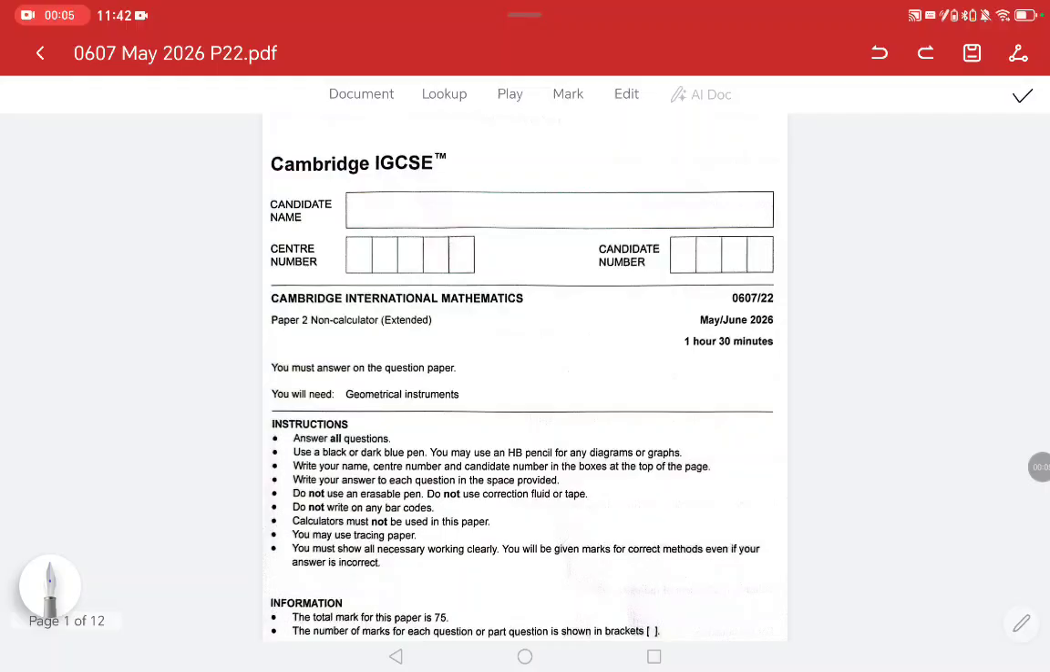Today we are going to solve math paper 0607, paper 22, component 22, May/June 2026. This is the non-calculator extended paper. I'll solve every single question step by step with full explanations, so please compare your answers as we go. Let's see how you did in the exam, or if you are going to take the next session exam, this will be a good reference for you.